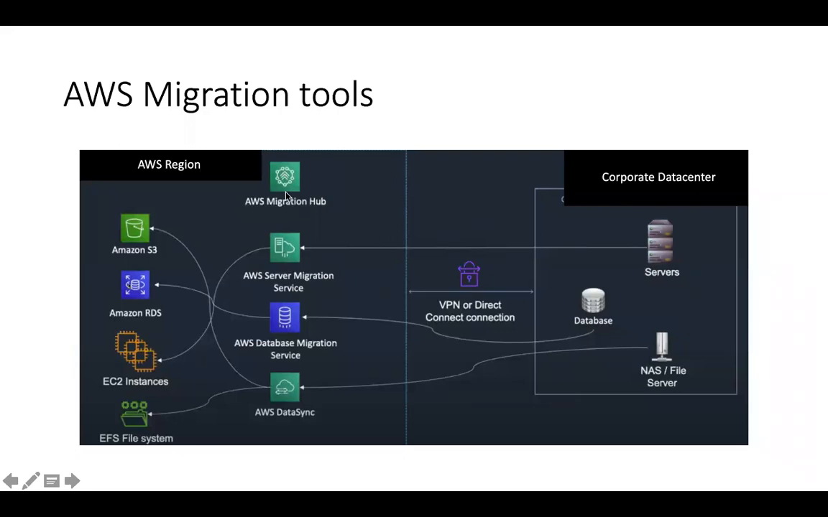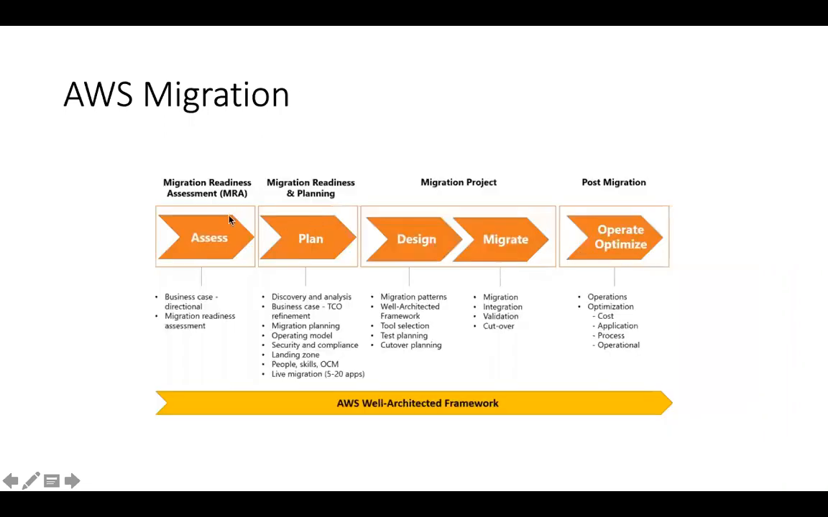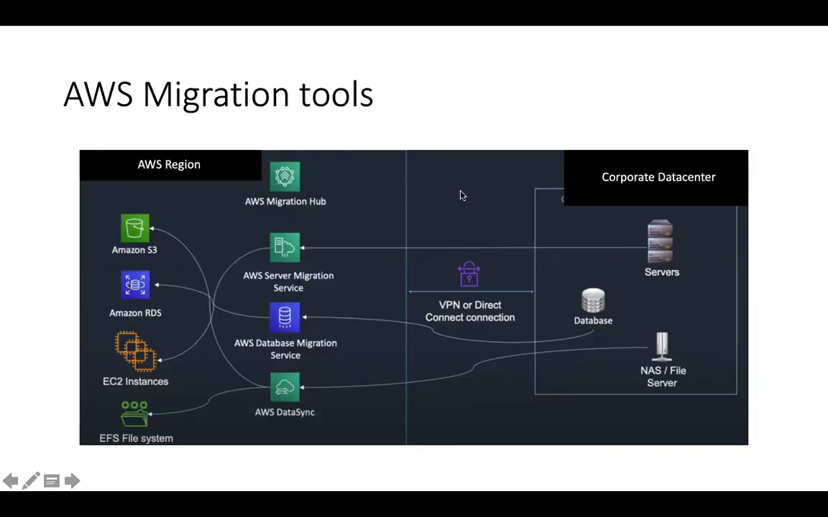Now, these are the tools AWS is providing. AWS Migration Hub itself, which helps you in assessment, planning, and your migration project, all these things. Of course, Migration Hub has all these services. So AWS Server Migration Service, AWS Database Migration Service, DataSync, all these are available in Migration Hub, are part of Migration Hub. Let us briefly discuss what these will do.